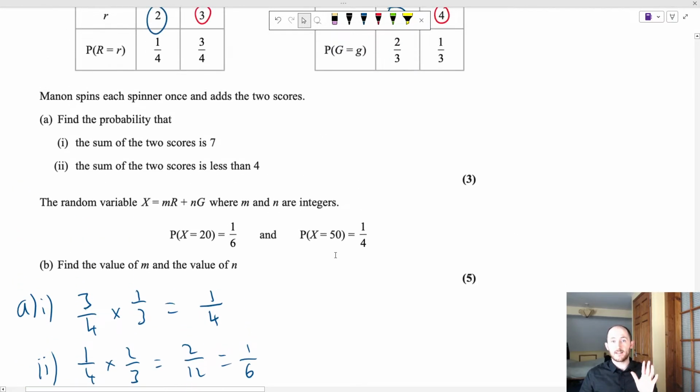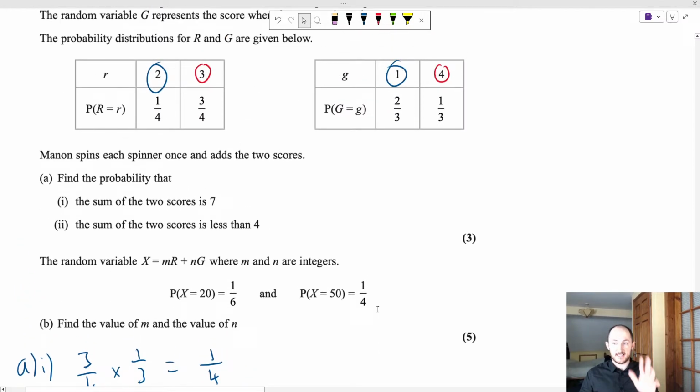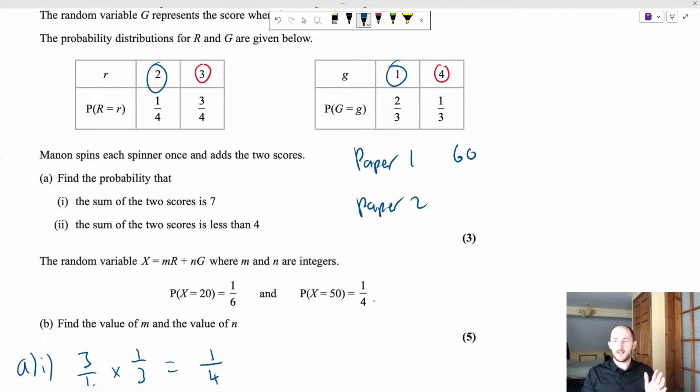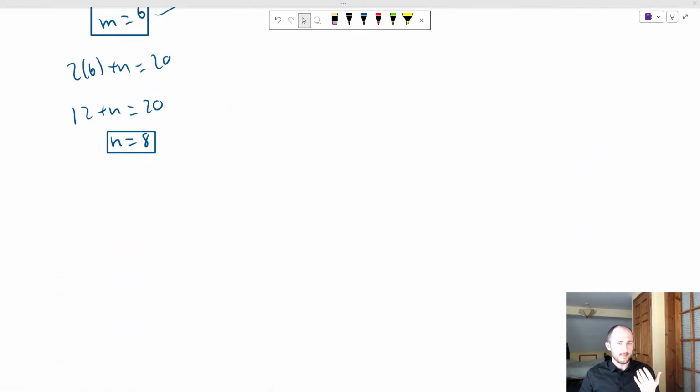To put this into perspective, by the way, your paper 2 has 60 marks in it. So just so you're aware, you're going to have 2 papers in July, paper 1 and paper 2. They're both out of 60. So this one question is 8 out of 60. It's more than 10%. Pretty big. Pretty huge. Okay, let's keep going.